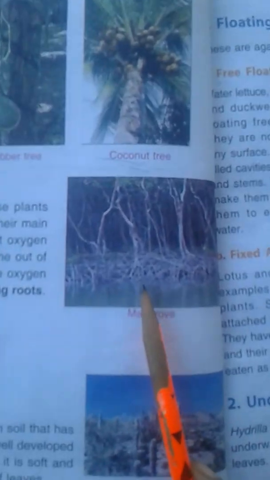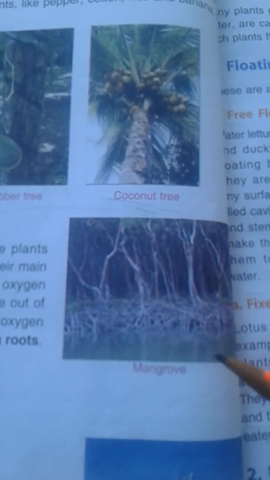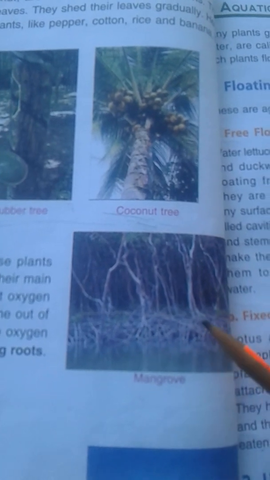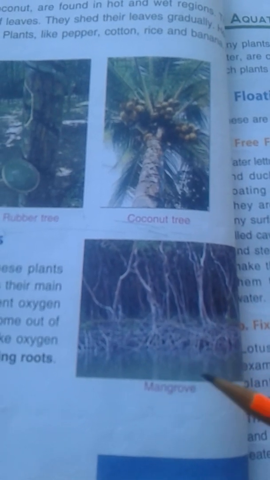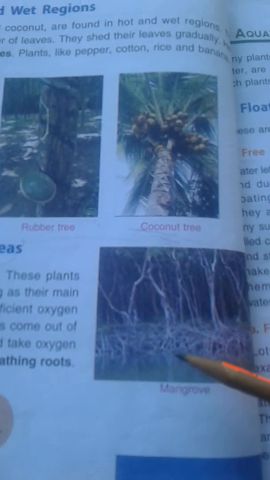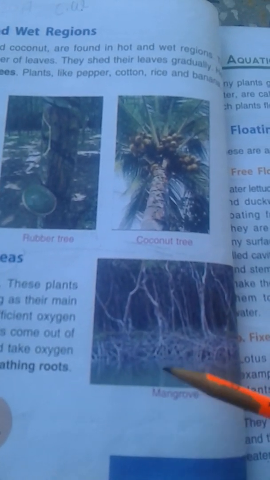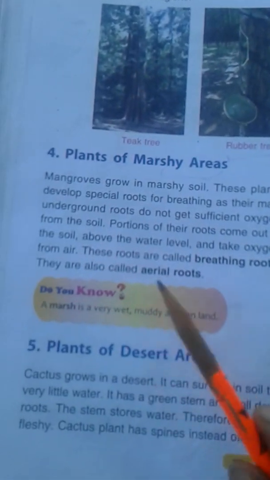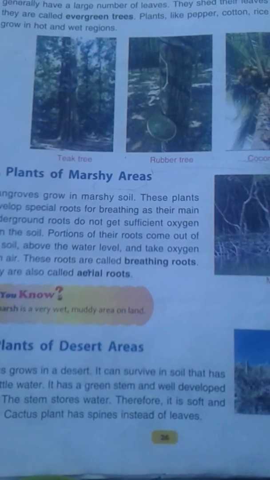In a marshy area there is water and the plants are growing in this water and muddy area. The roots of these plants are not getting sufficient oxygen due to this marshy place. So the roots of these plants come out and get oxygen. The roots which come out from the soil are called aerial roots. Now do you know, a marsh is a very wet muddy area on land.